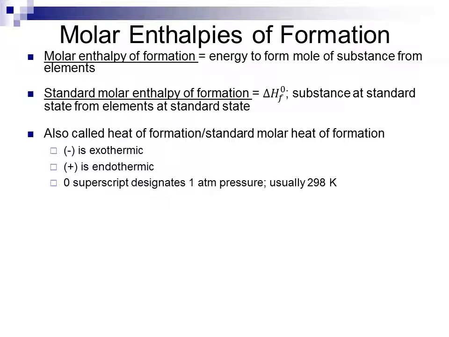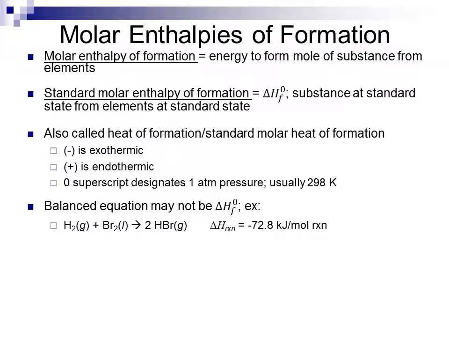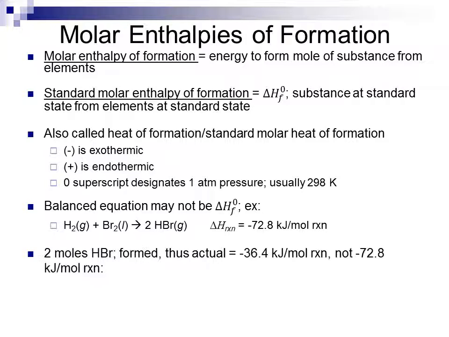A 0 as a superscript, the naught sign, designates a standard state with 1 atmosphere of pressure and usually 298 Kelvin. Now, a balanced chemical equation, as we normally see them, may not reflect the enthalpy of formation at standard state. For example, this reaction of H2 as a gas plus Br2 as a liquid yielding 2HBr as a gas has an enthalpy of reaction of negative 72.8 kilojoules per mole reaction.